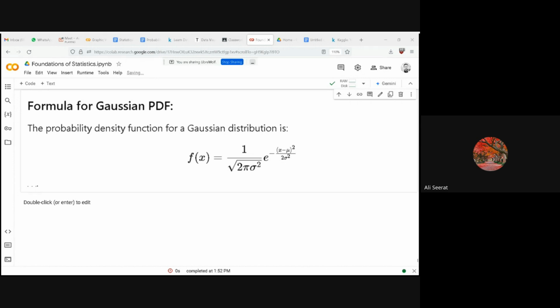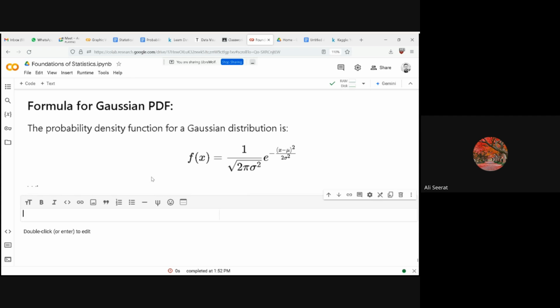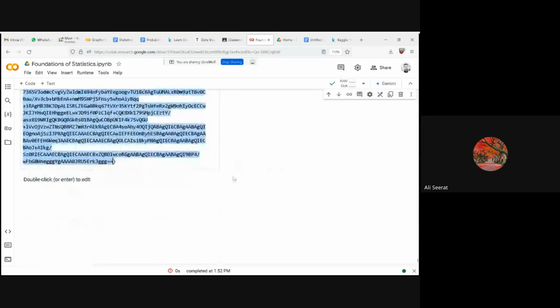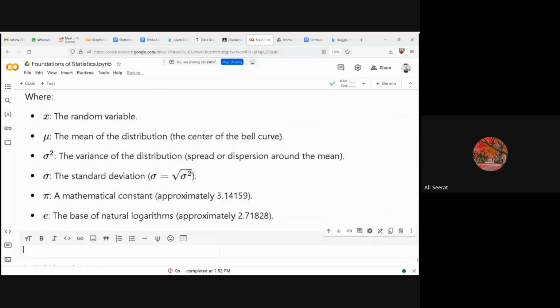Now let's understand it properly with an example. Just assume that we have the height of people. So this is the formula. If you want to know what everything means, I will put another explanation of this formula for you, so you will understand properly the exact value of everything in it.